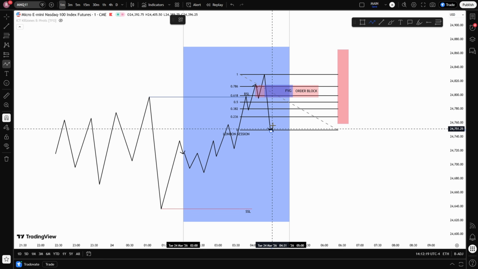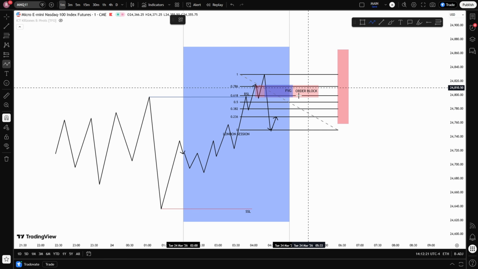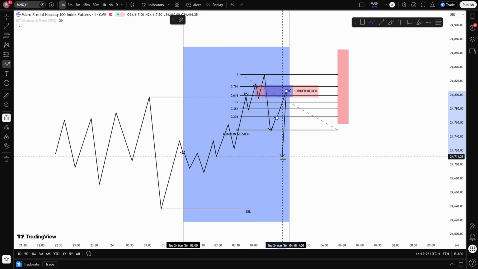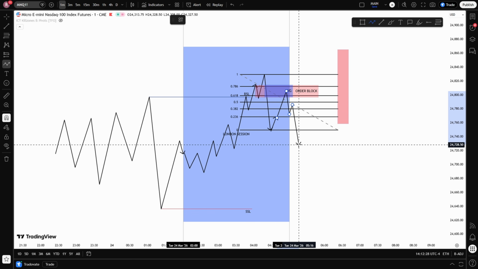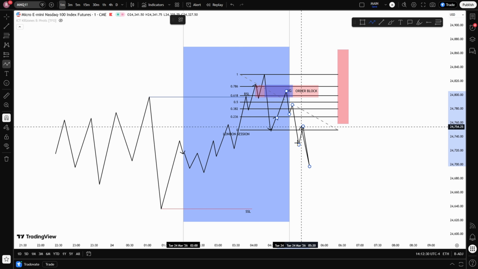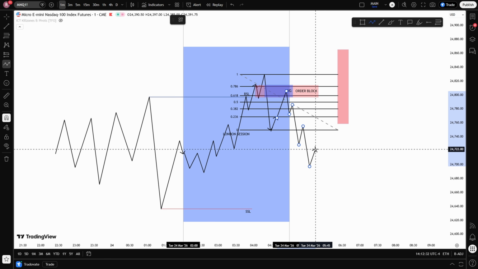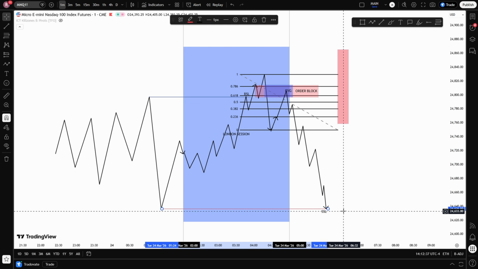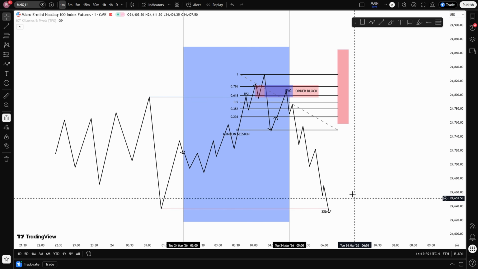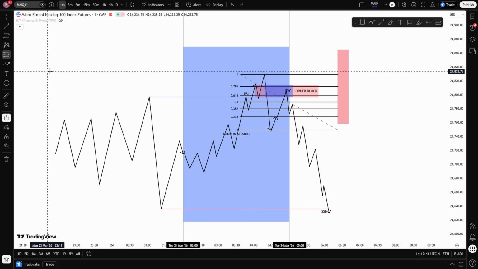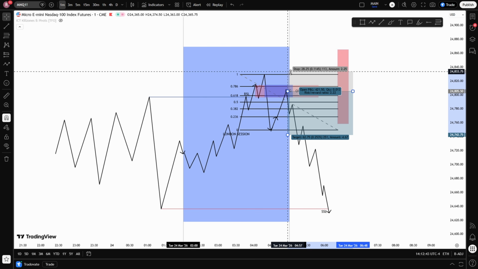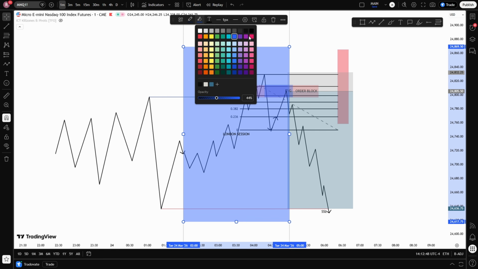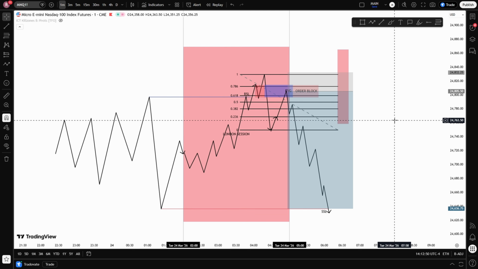Once everything is marked out, all you're doing now is waiting for price to retrace back into that OTE zone and tap into your point of interest. That's where you execute your trade, place your stop loss beyond the swing, and target the opposing liquidity. And that's really the beauty of this model. It sounds simple, but it's built on strong logic: liquidity, displacement, structure, and precise entries. So now that you understand the full step-by-step process, let's move into a live example and see how this actually plays out in real market conditions.